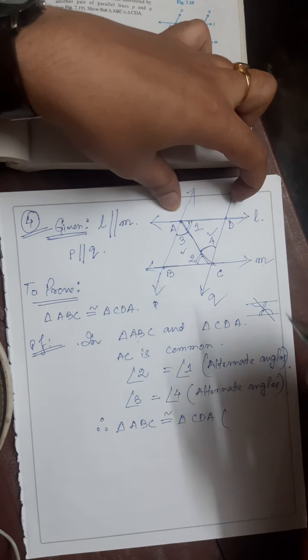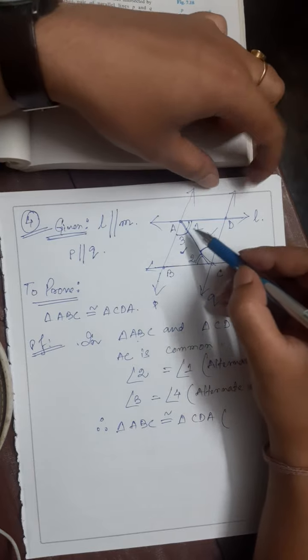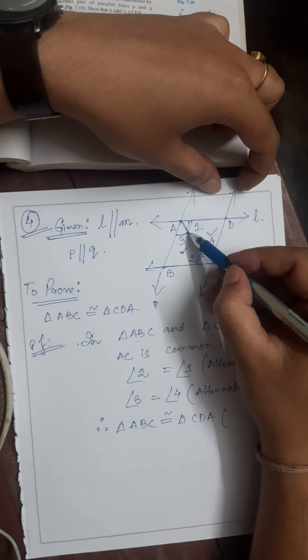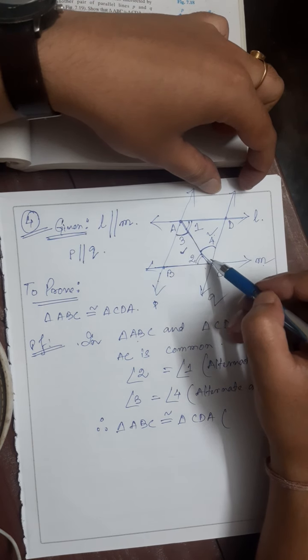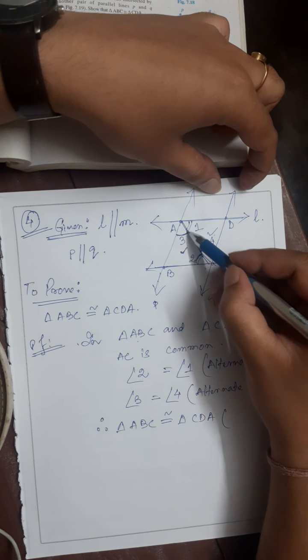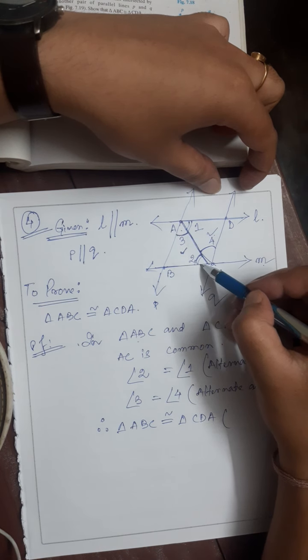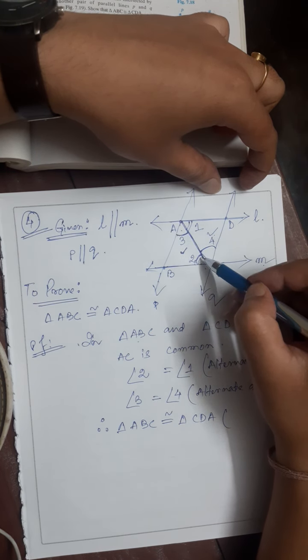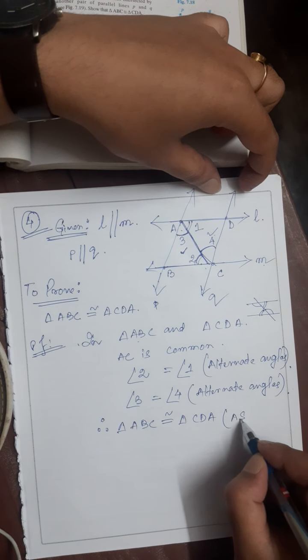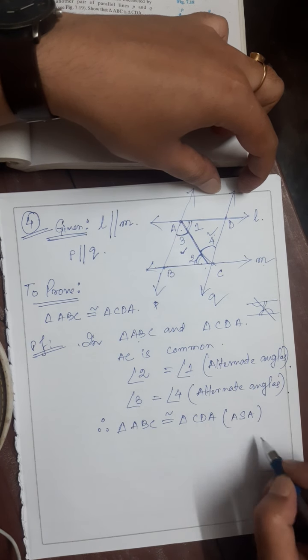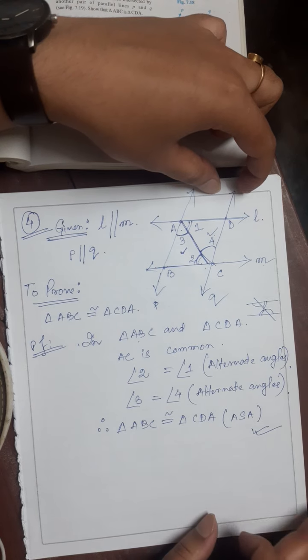By which criteria? We have to take one triangle. You see in this triangle this angle is taken, this angle is taken and this side is taken. So in between two angles one side is there. So this is angle side angle. Okay. So question number 4 is also done.